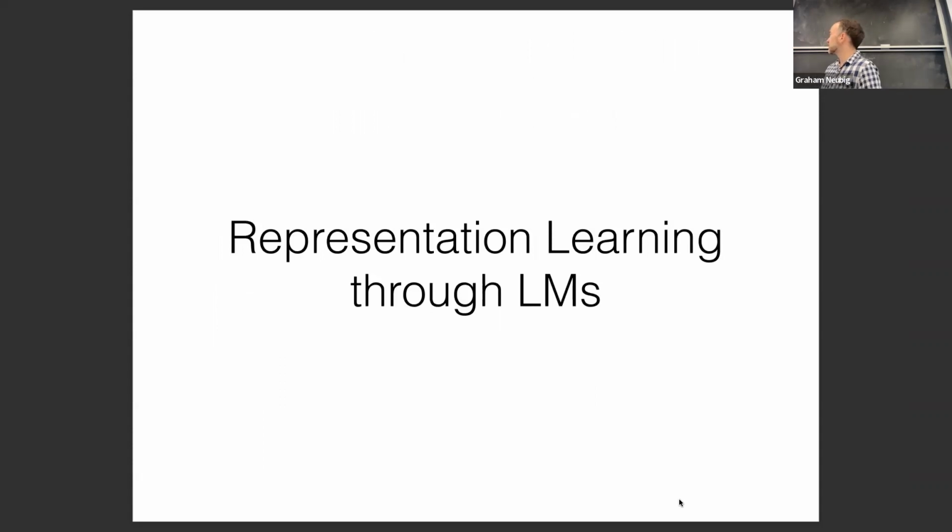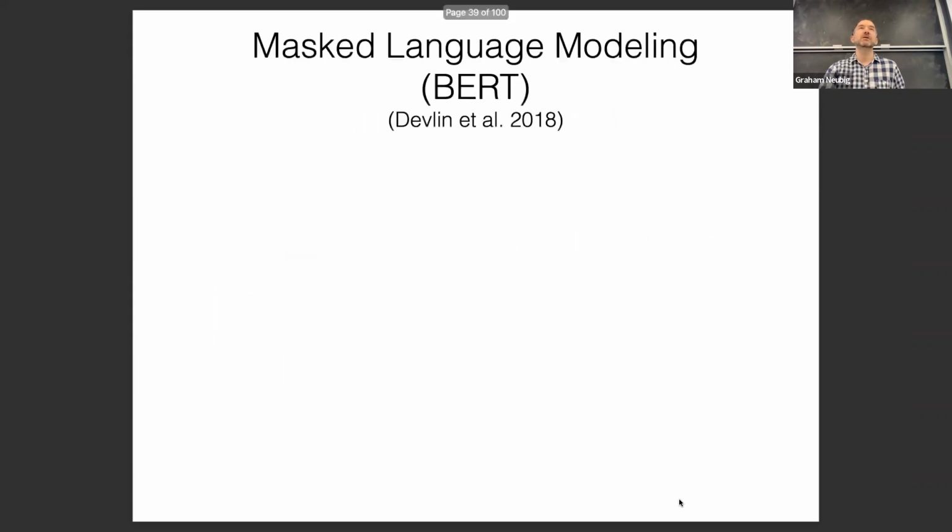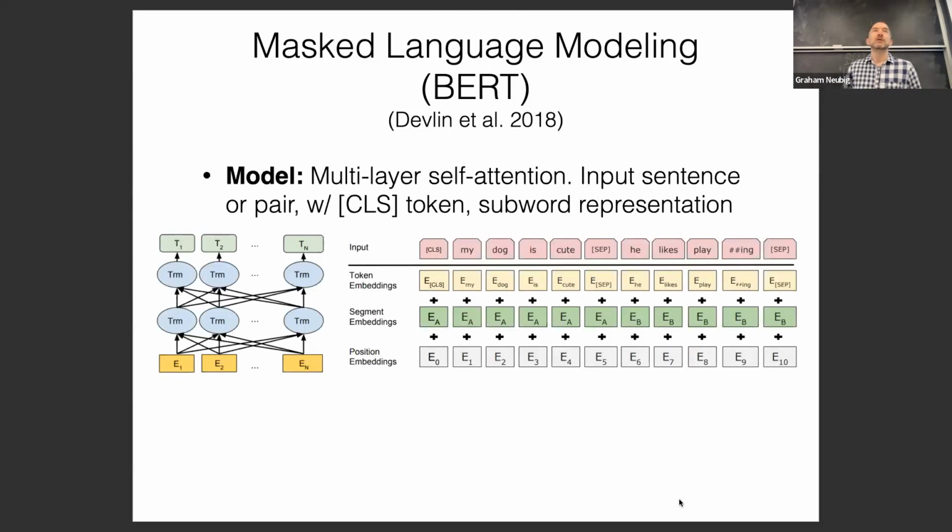The most famous variety of model, or the model that made this paradigm most famous, is BERT. There were definitely some models before this, like CoVe and ELMo and other things like that, but I'm just going to start with BERT here. The way BERT works is it's essentially a transformer model. It has multi-layer self-attention, multi-layer transformers.